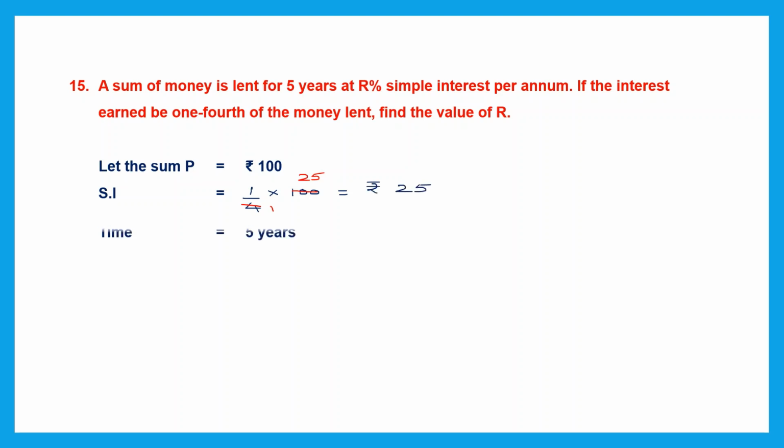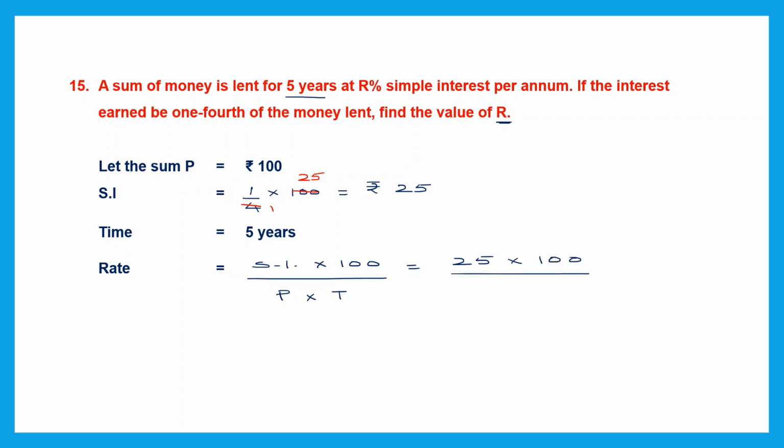Now what else is given to us? Time is given to us. 5 years time is given to us. And rate or R is what we need to find out. So what is the formula? Simple interest into 100 divided by principal into time. So now here, how much is simple interest? We found out to be 25 rupees into 100. We are substituting for all these with the right values. Principal is 100 and time we said is 5 years.